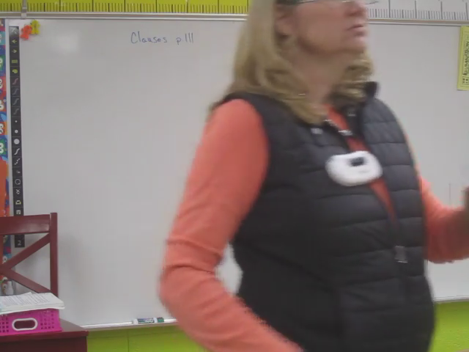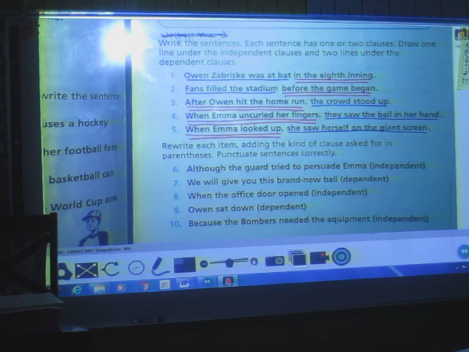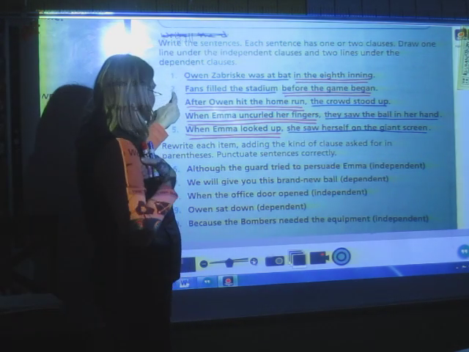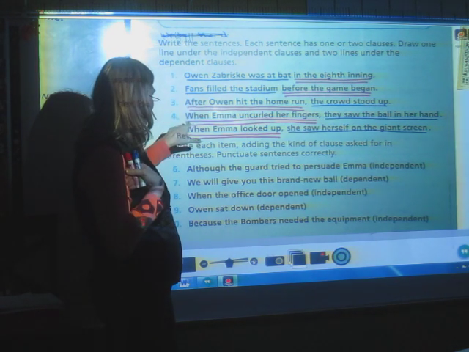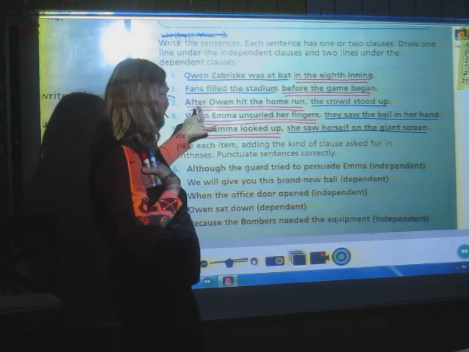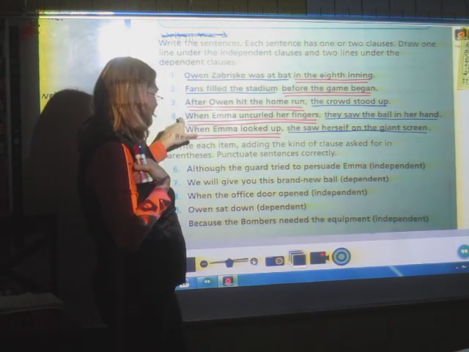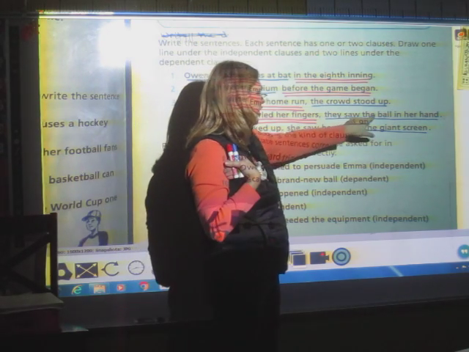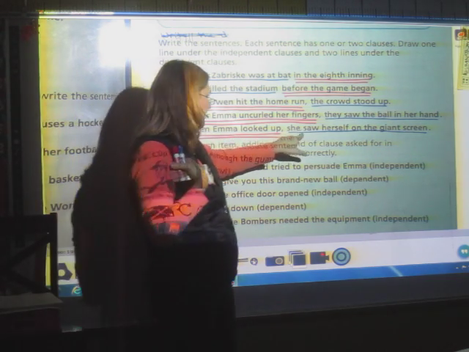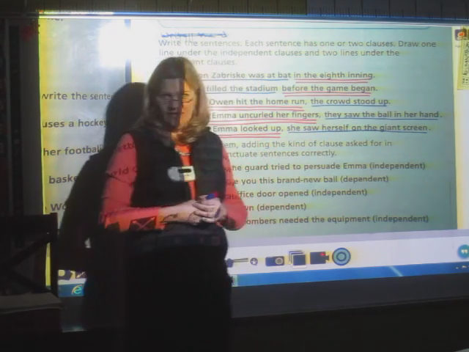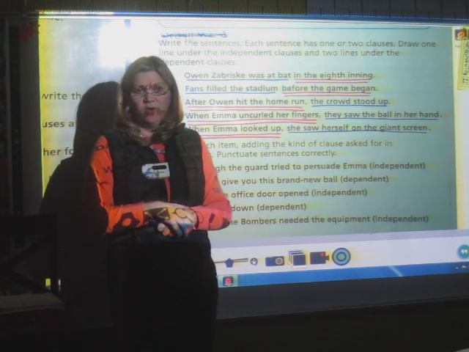Okay, now you can check your work. For number 2, fans filled the stadium is the independent part of that sentence. For number 3, the independent part is the crowd stood up. That could be a sentence by itself. For number 4, they saw the ball in her hand. And for number 5, the independent clause is she saw herself on the giant screen. Alrighty. Now, you may go ahead and pause.